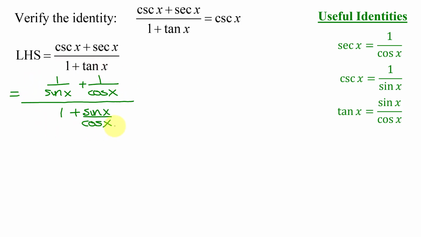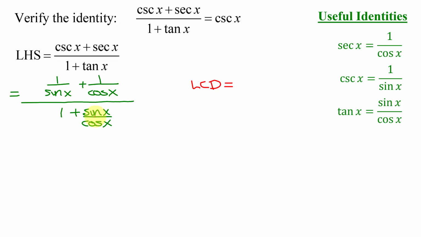The easiest way to simplify this is to find the least common denominator of all the terms in the numerator and the denominator. Then I'm going to multiply all 1, 2, 3, 4 terms by that LCD.